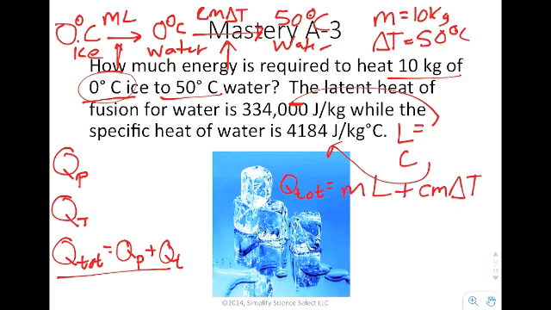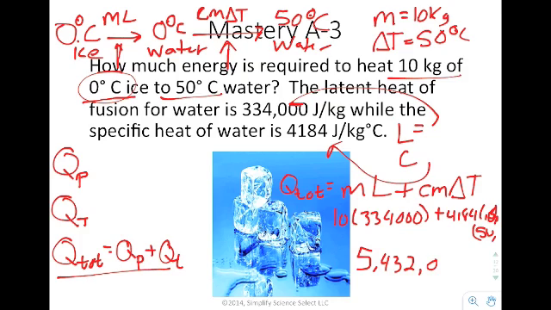Putting in our numbers, 10 times 334,000 plus 4184 times 10 times 50. Whenever you multiply those out, you end up with something about 5,432,000 joules. Now, just to put it in perspective, this right here is 5 million joules.